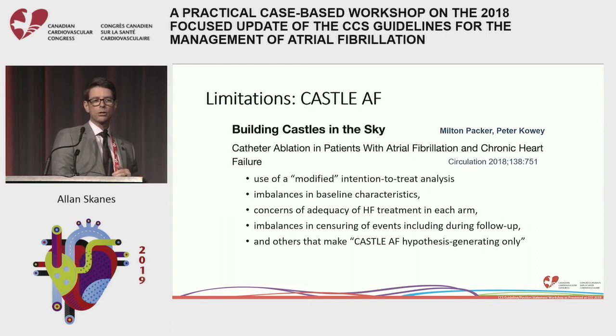So there was use of what's called a modified intention to treat. There were imbalances between baseline characteristics, meaning the heart failure patients were treated differently. Rather than everybody getting optimized up front, only the ablation arm seemed to get ongoing management optimization, or at least there were concerns about that. There were concerns of adequacy of the heart failure treatment in each arm, and were they the same? There were some imbalances and some censoring, and if you read this, you'll find out that the authors of this, who are heavy hitters in the heart failure world, said there is no other way to interpret this study except as hypothesis generating only. So this is rather scathing feedback for our side of the business.